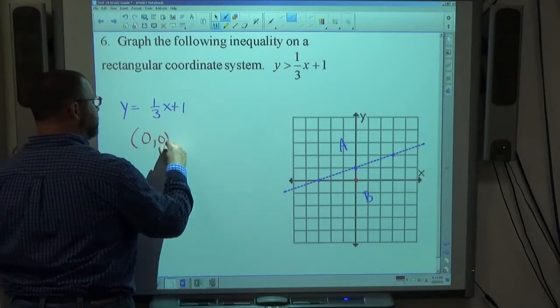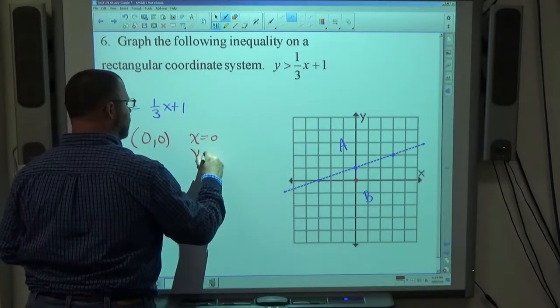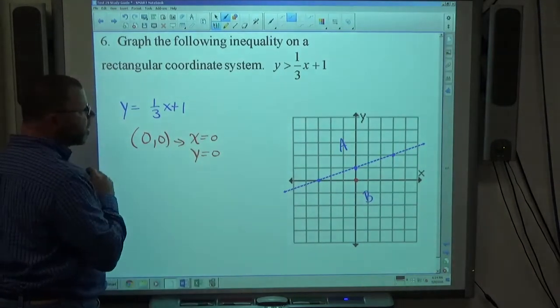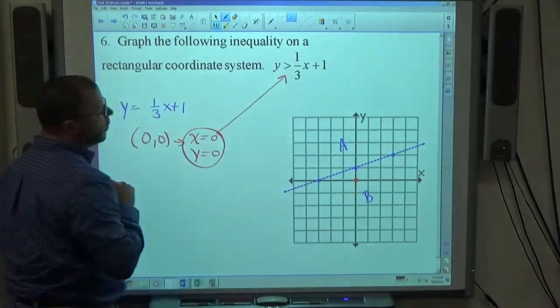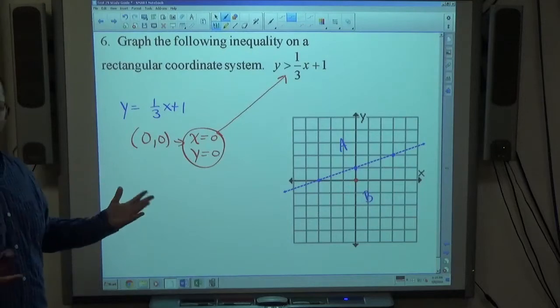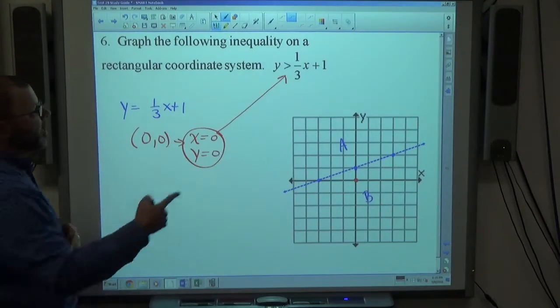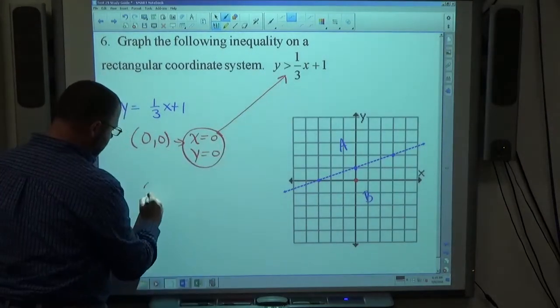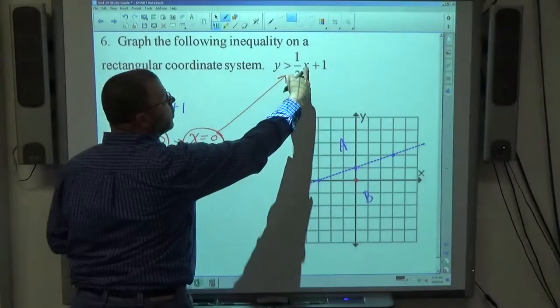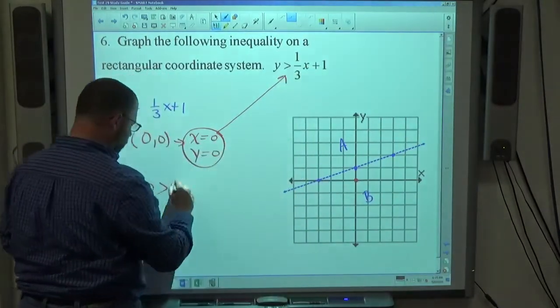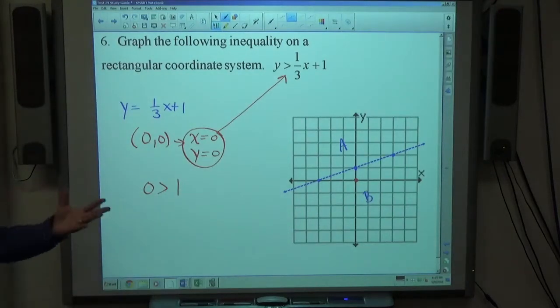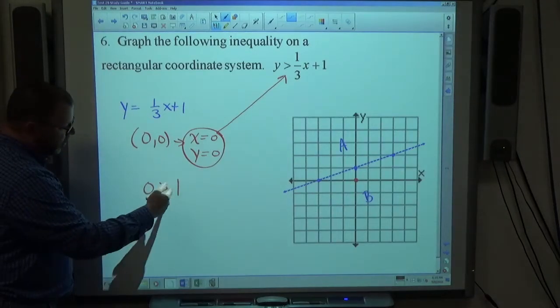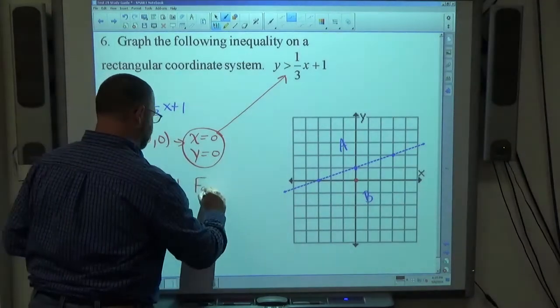0, 0 means specifically that x equals 0, y equals 0. That's what that point means. And if I take x equals 0, y equals 0 into that original inequality and just put them in there, see what happens. So if y equals 0, I'm going to get a 0 there, is greater than. X equals 0, that makes 0 plus 1 makes 1. It creates a statement that's not open to interpretation. It's either true or false. 0 is greater than 1 is a false statement.